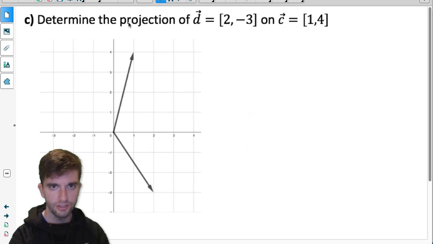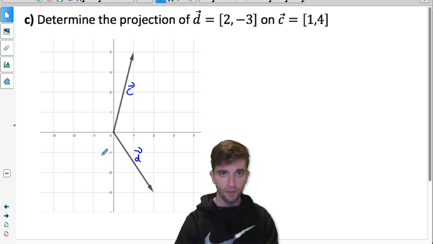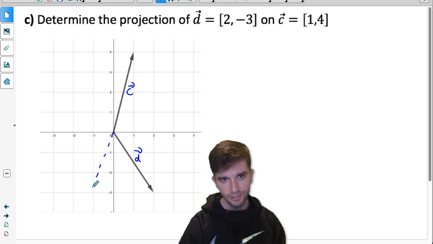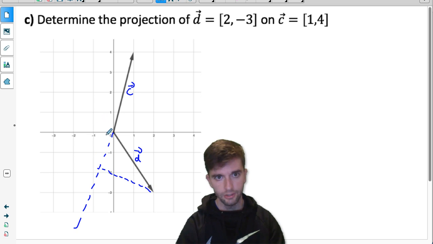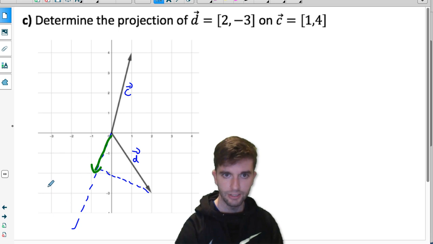So part C, I wanted to determine the projection of D onto C. So 2, negative 3, so this is vector D. And C is 1, 4, so this is vector C. I want to figure out the projection, so it must mean the vector projection because it doesn't have the word magnitude, of D onto C. So if I'm projecting D onto C, since the angle is bigger than 90, I know it's going to be going in the opposite direction of C. So it's going to look like, let me do it in green, it's going to look like this. This is going to be my projection vector.